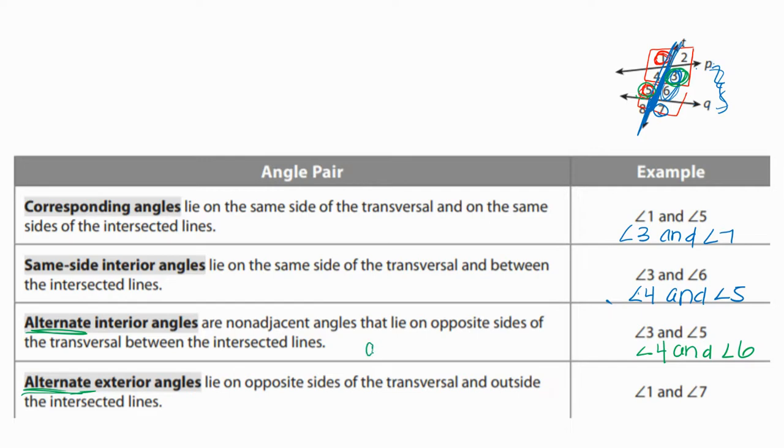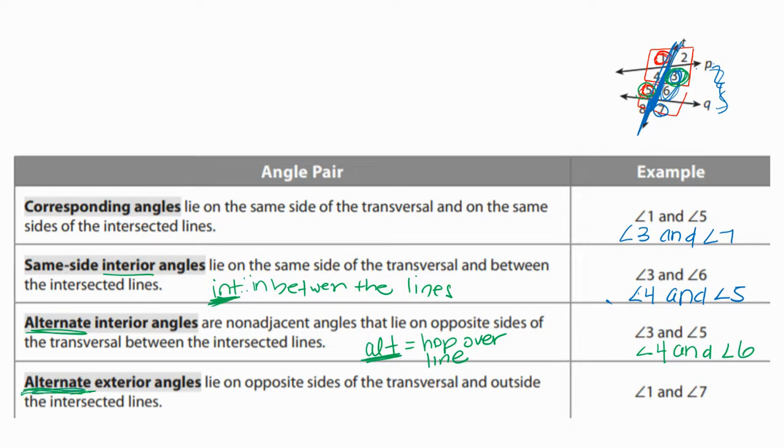So alternate, you might want to make a little note, means hop over the line. The word interior, because these are used in multiple definitions, means in between the lines. That's just for interior and alternate.